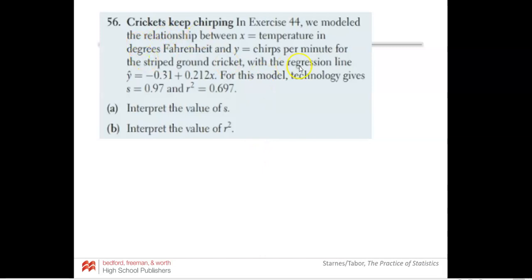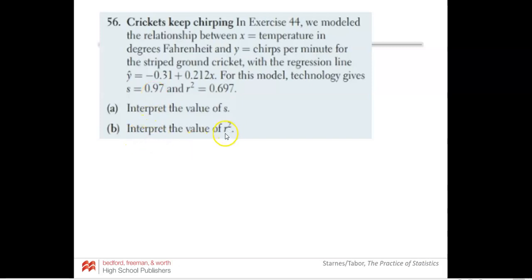Okay, so interpret per minute. Interpret the value of S in this context, right? So S is the standard deviation of the residuals. So the typical deviation between the actual number of chirps per minute and the predicted number of chirps per minute is 0.97, right? That's the typical distance or deviation between those two things.